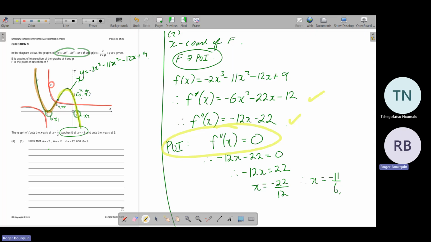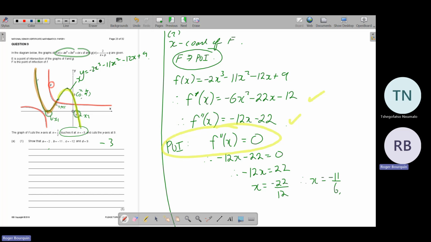Just by the way, what's a check you could use? You're not really supposed to use it as a method, but a point of inflection always lies where? Between the two. If there are 2 turning points, it lies in the middle of those 2 turning points. Are we happy? Yes. Okay, carry on.